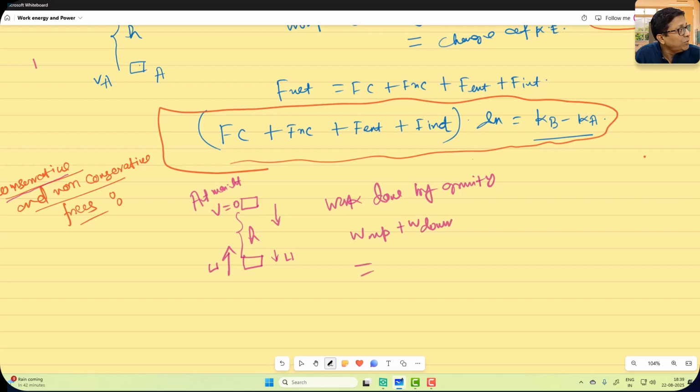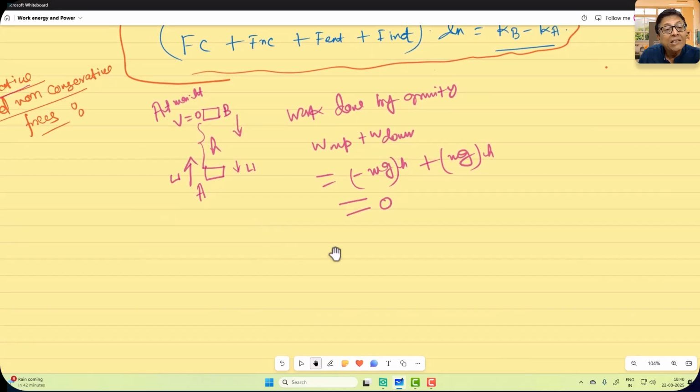Work done by gravity, if the height is equal to h, is W up plus W down. What is the work done to move it upward? Minus mgh, because this work is done against gravity. And W down will be mgh. This is 0. The work done by gravity on this path, A to B and then B to A, is equal to 0. Okay? So this force of gravity is a conservative force.